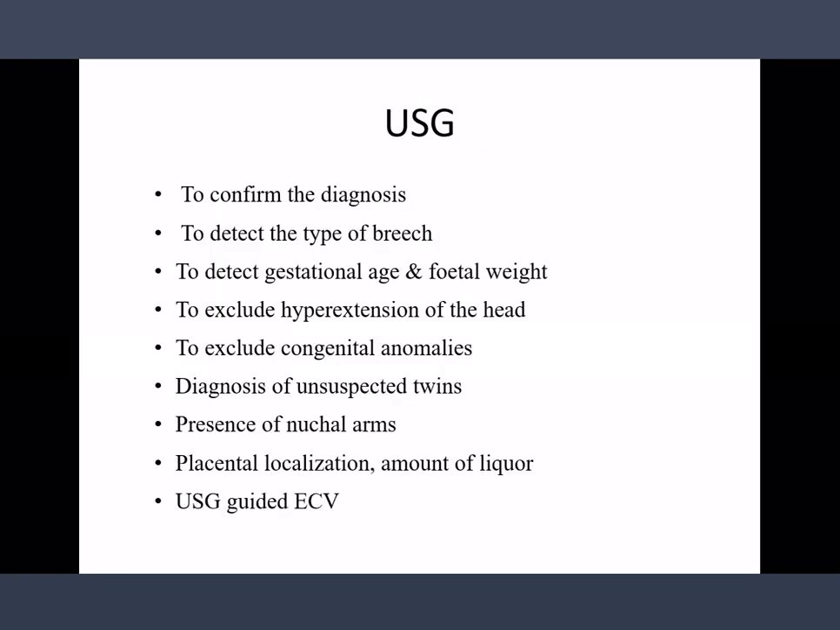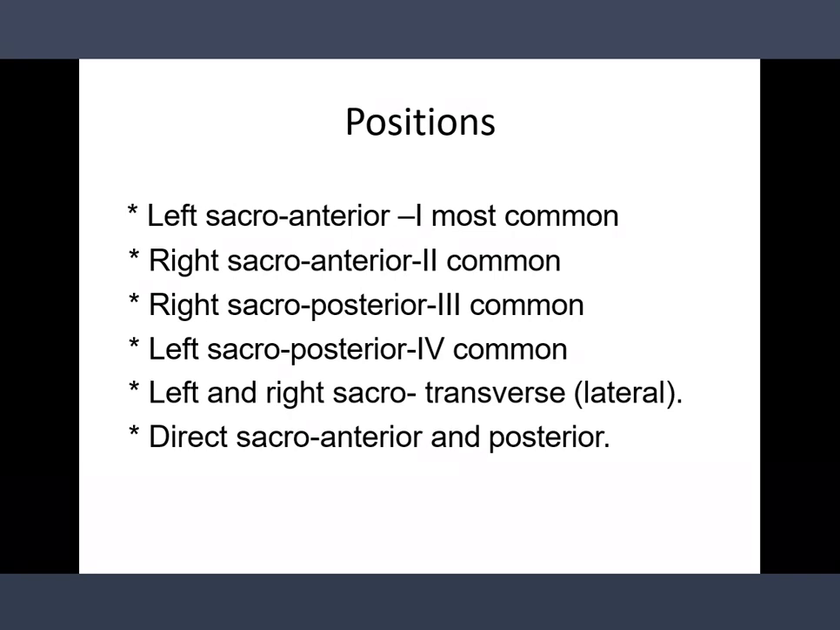So next comes the mechanism of labor. Before going into mechanism of labor, we should know the commonest positions in breech presentation. Left sacroanterior is the most common presentation in breech. Second common is right sacroanterior. Third common is right sacroposterior. Fourth common is left sacroposterior. Left and right sacrotransverse and direct sacroanterior posterior are very rare varieties. So just remember, the most common presentation is left sacroanterior.